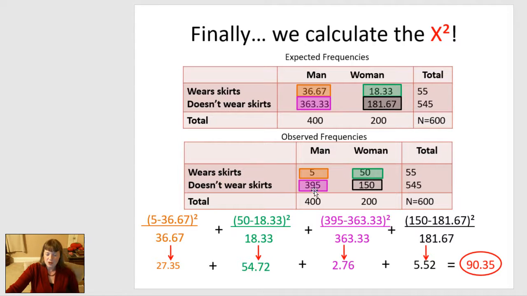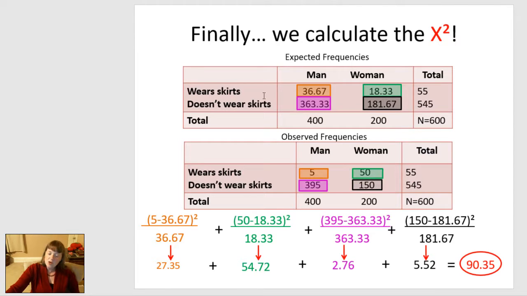Right. So I do this for my next group, 395 minus 363.33, and then I square it. And then I divide by 363.33 to get 2.76. And for my last group, 150 minus 181.67, square that, divide by 181.67 to get 5.52. Then at the end of the day, I add all of these up to get 90.35. And that is my chi-square test statistic that I'm going to compare to a critical value.